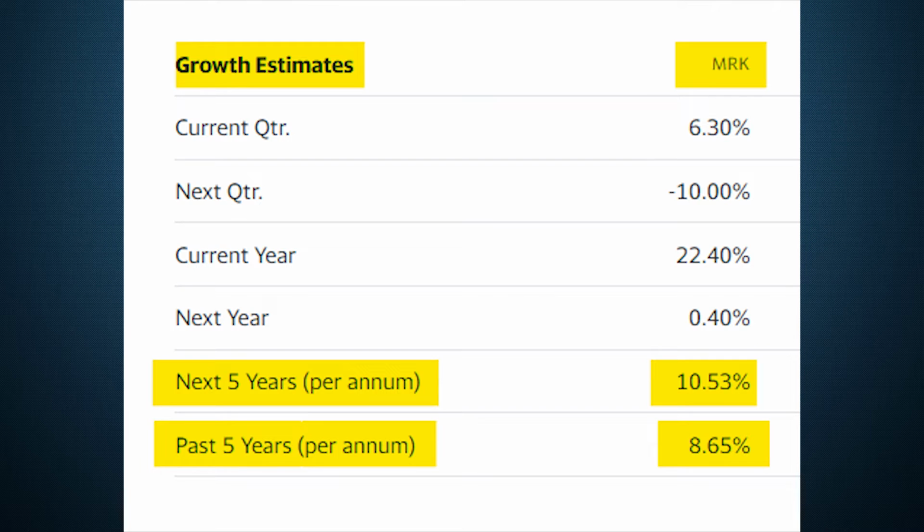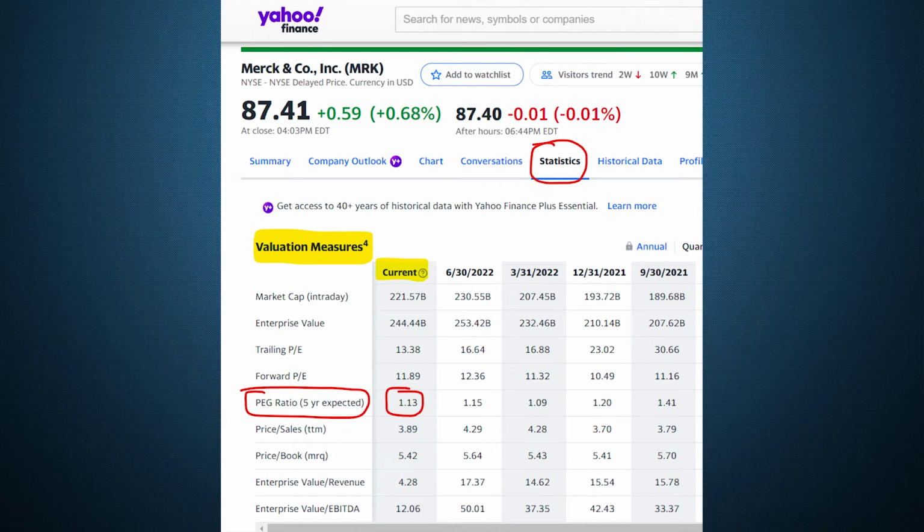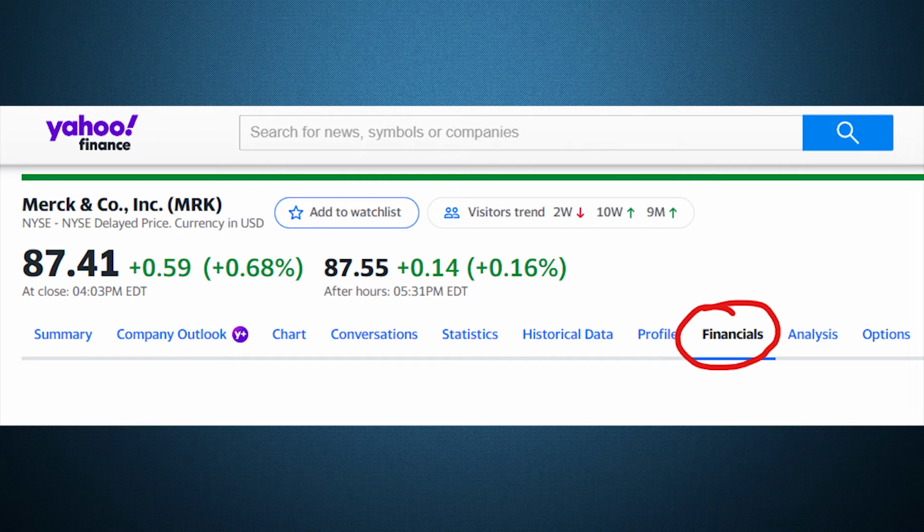And by the way, that earnings growth is also one of the reasons why their PEG ratio is so low at around 1, which is something I explained to you guys earlier. So all of that looks really good for Merck. And by the way, if you ever want to look up any of this information for your own stocks, just click on the financials tab or the analysis tab on Yahoo Finance. It gives you all that information as well.